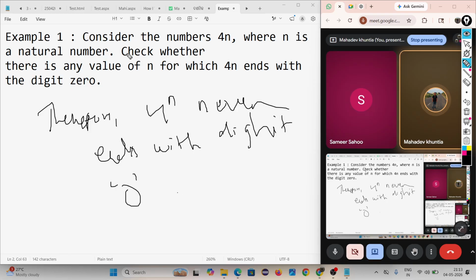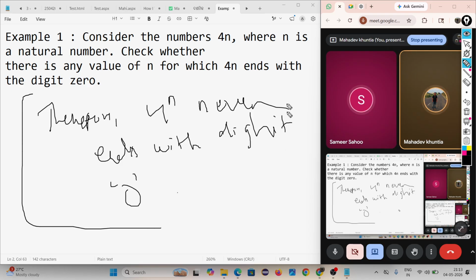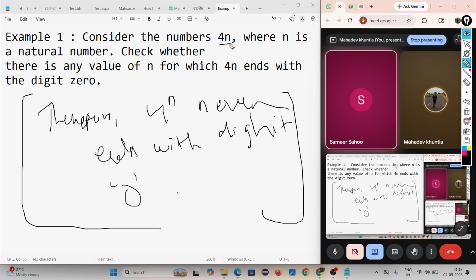This is such an important question, and it will come directly like this. Instead of 4 raised to the power n, they will give 8 raised to the power n. Okay, you have to write the same thing. You understand the concept?